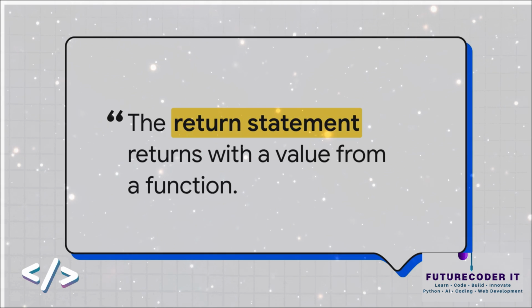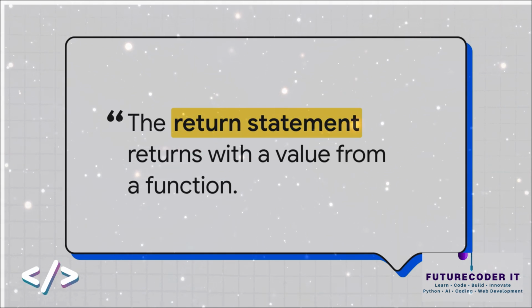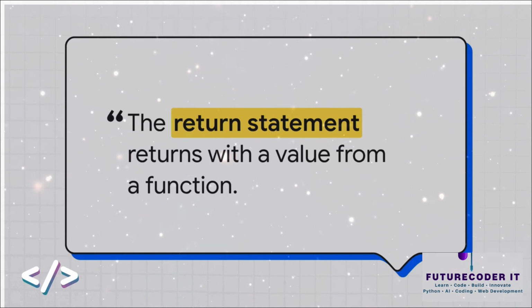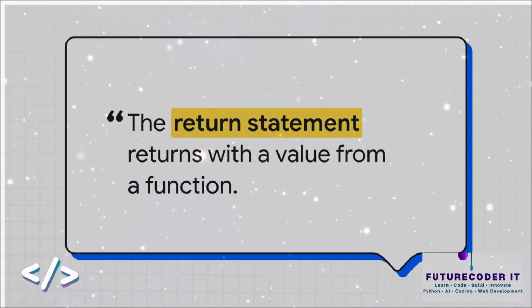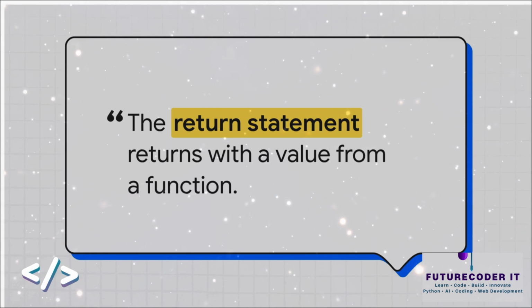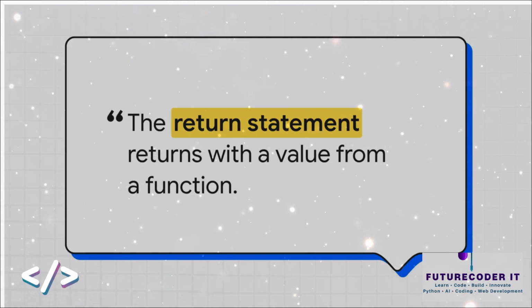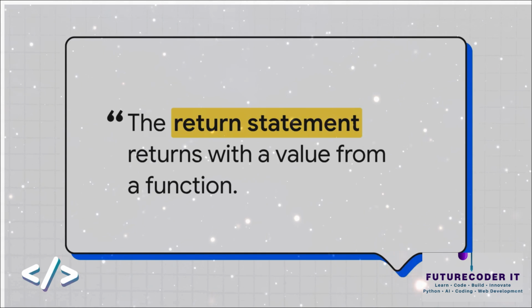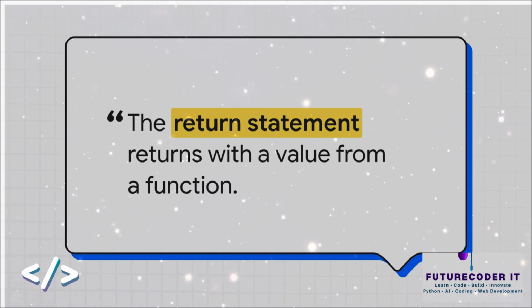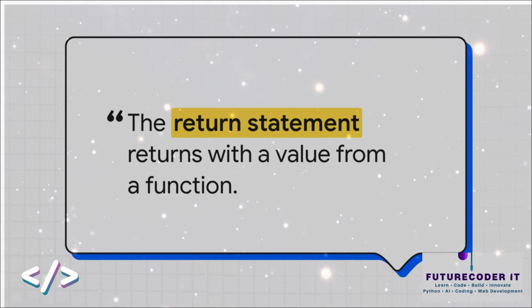The return statement returns with a value from a function. The word return is the specific mechanism that securely sends data back from the isolated little world of the function, right out into the main flow of your program. And the documentation also notes a really critical detail here. If you don't explicitly include a return statement, Python silently returns a special built-in value called None the moment it hits the end of the indented block.